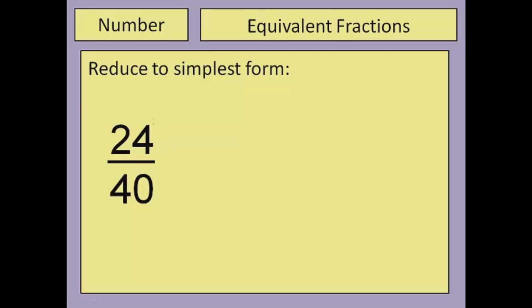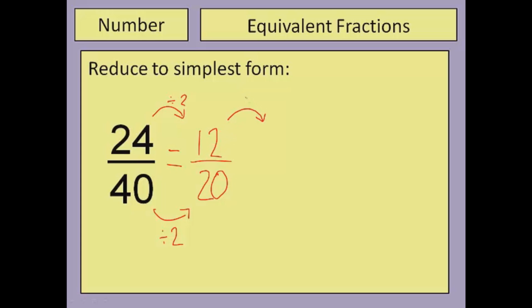What we do to do this is look for numbers that go into both 24 and 40. Now these numbers are even, so there's an obvious choice, 2. So we could divide 24 by 2, and to keep them equivalent, do the same thing on the bottom, divide by 2, in which case we'd end up with 12 and then 20. Now this isn't in simplest form again, because there are more numbers that go into 12 and 20. So we can keep going.